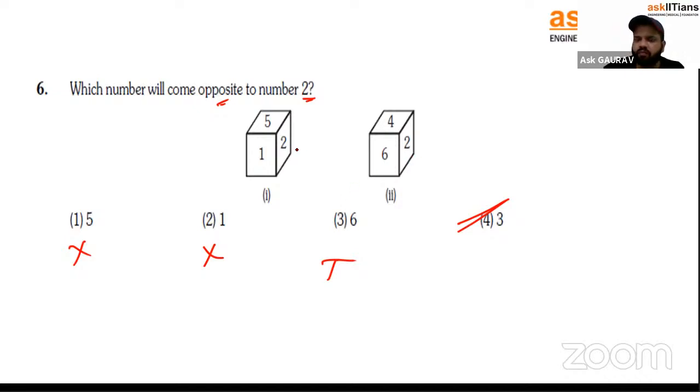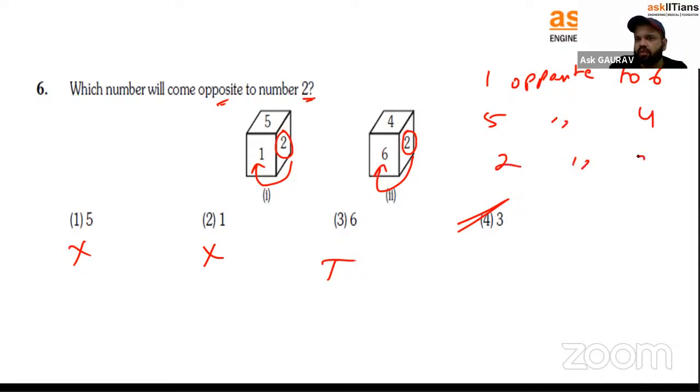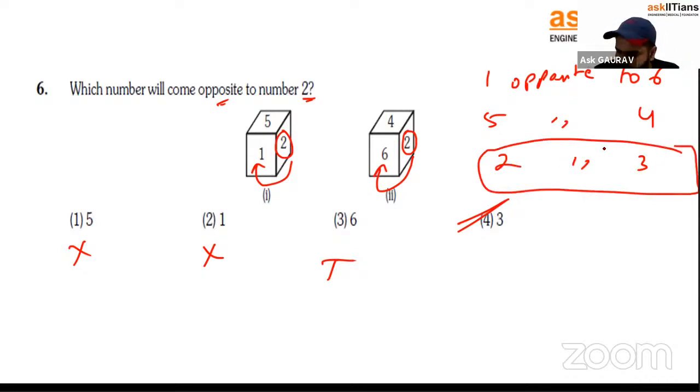Also, if you move, what is common? 2 is common. If you move from 2 clockwise, you will get 6. So 1 will be opposite to 6. Same, 5 will be opposite to 4, and 2 will be opposite to 3. That's it. Anyway, you can just move to this question. Is that clear or not? I guess for this question, the option elimination method is very fast.